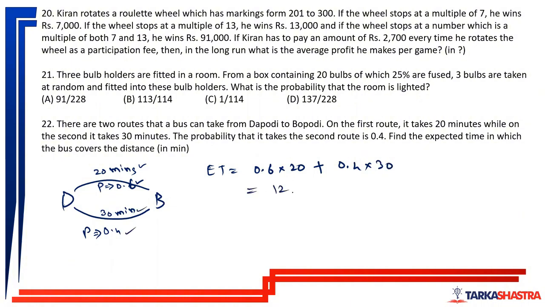This is 0.6 into 20, which is 12. 0.4 into 30 is 4 into 3, which is also 12. So the expected time of arrival is 24 minutes.